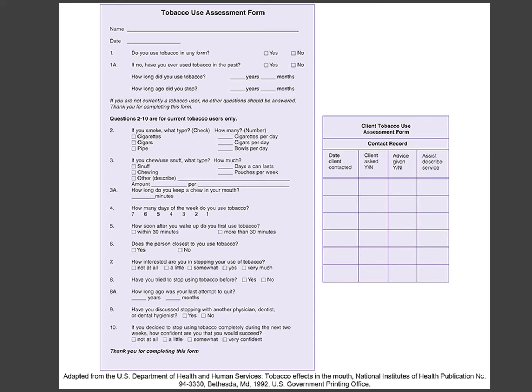Maybe they quit yesterday and they're going to start doing it again tomorrow, or as soon as they leave the office. And then how long ago did you stop using tobacco? And then if you smoke, what kind of tobacco are you using? Is it cigarettes? Is it cigars? Is it pipe? Because different types will determine their level of risk. And then, of course, how much in a day are you consuming? And then chew or snuff.